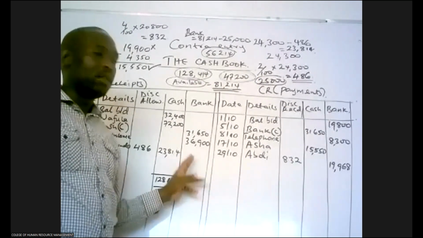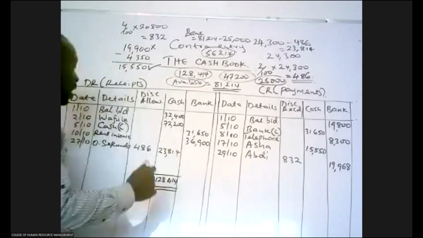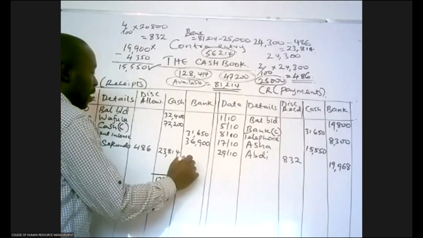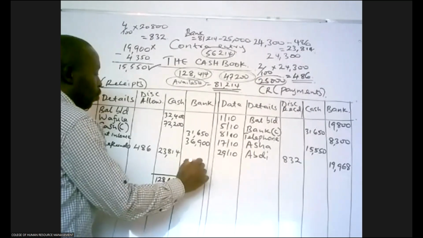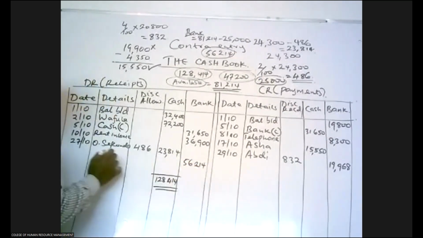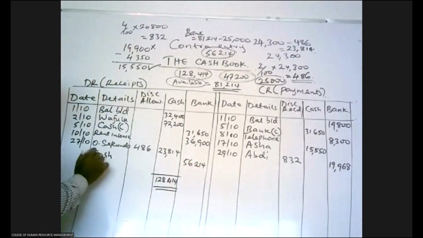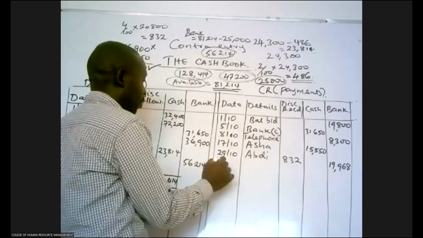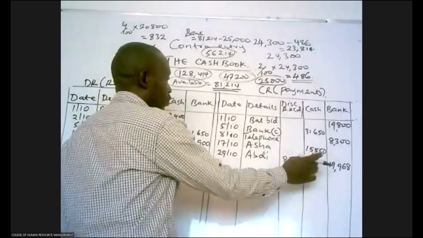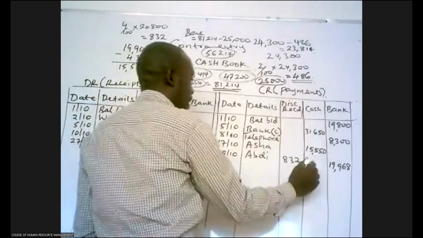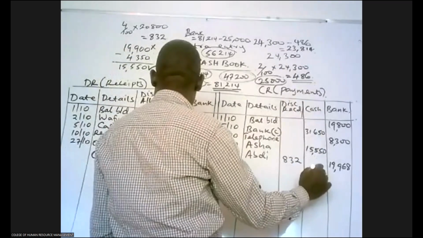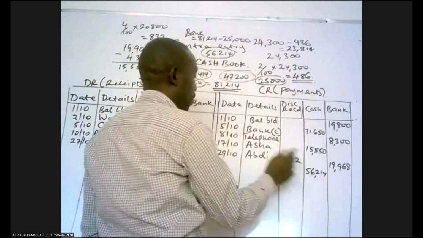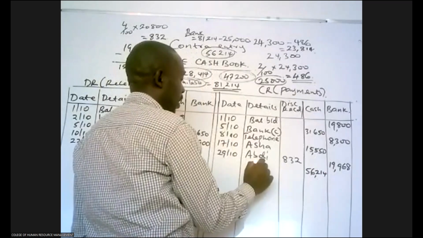Very clear. Yes. Now you come here and do a contra entry. Here, the bank will be receiving that money, 56,214, and that money will be coming from cash. Cash will be paying the bank. Cash will be the payment in the bank, 56,214. That money is going to the bank.